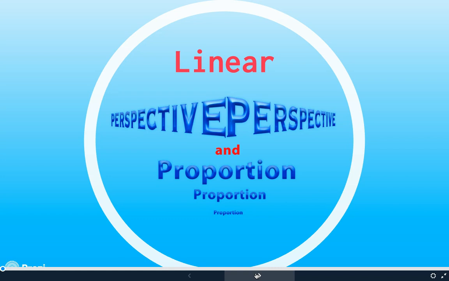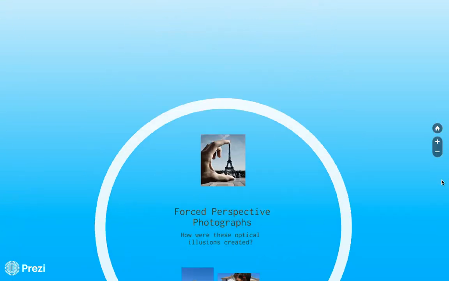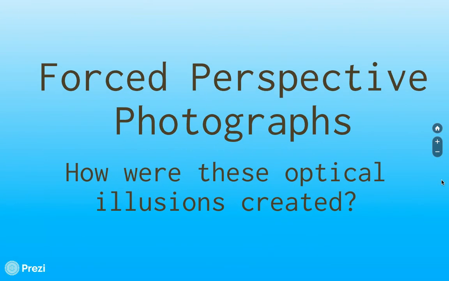Okay, so when we're talking about linear perspective and proportion, we are talking about architecture and buildings, and things off in the distance. Okay, so, forced perspective photographs. I want you to look at these illusions and ask yourself how these were made possible. I'm sure you've done this before or you've seen this done before, but let's really be critical about why these illusions work.